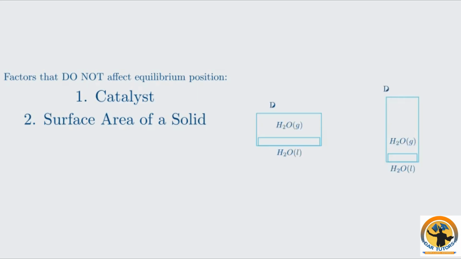However, this increase in surface area increases the rate of the forward reaction and the rate of the reverse reaction equally. For instance, in the evaporation of a liquid, increasing the surface area allows more molecules to evaporate, but also more molecules to condense. The rates increase proportionally, so the equilibrium position remains unchanged.